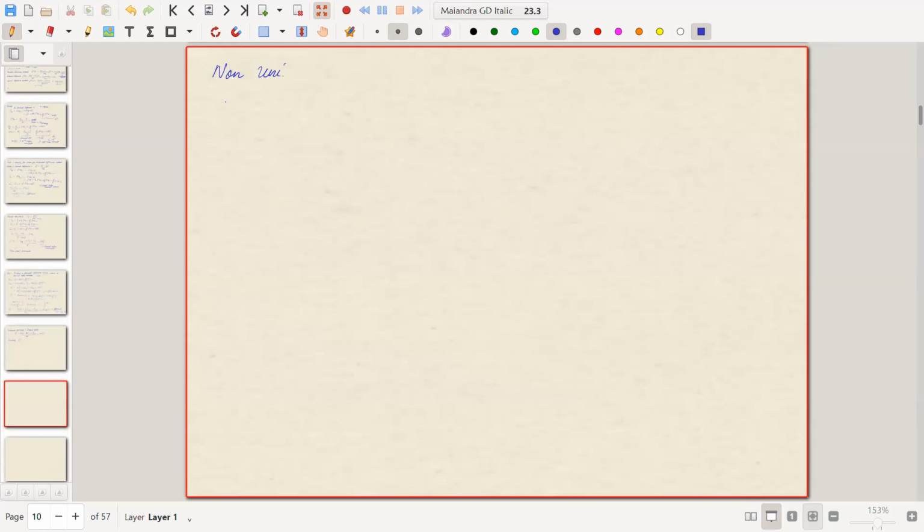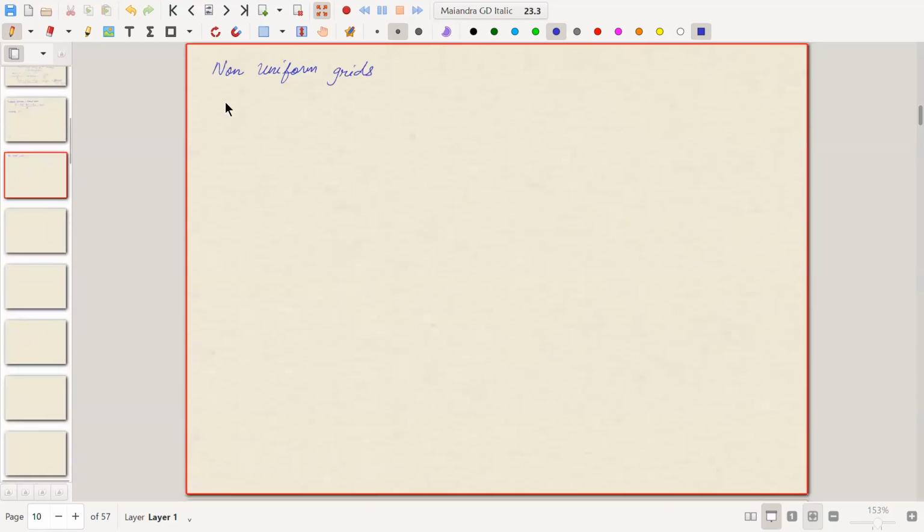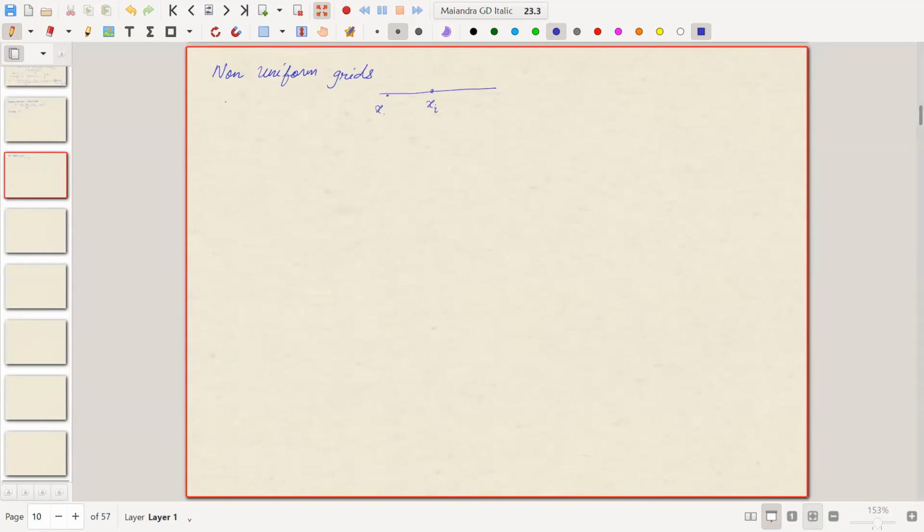So we'll talk about non-uniform grids. Non-uniform grid means, then you have x i minus 1. That means x i minus x i minus 1 is not equal to x i plus 1 minus x i. Is it okay? Then it is non-uniform, right?